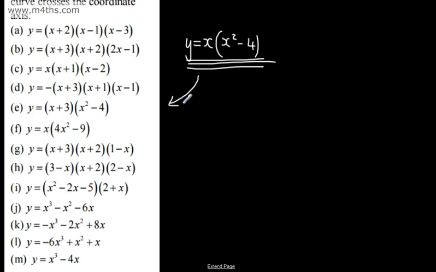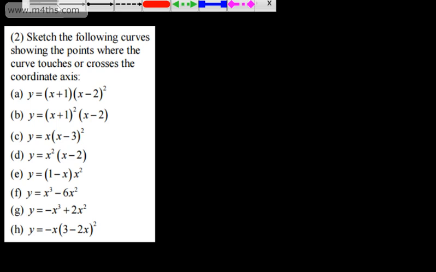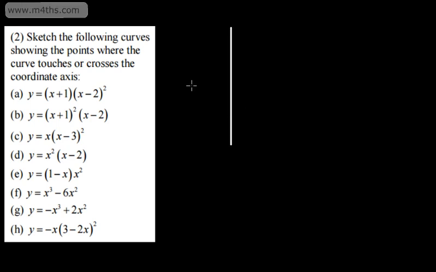Okay, what we've just seen are where we have 3 distinct real roots. Sometimes we'll have repeated roots. So let's go ahead and look at examples where we have repeated roots. We're asked to sketch the following curve showing the points where the curve touches or crosses the coordinate axis. This has a repeated root here at x is equal to 2. If we have a repeated root, we touch the curve. We don't pass through it.